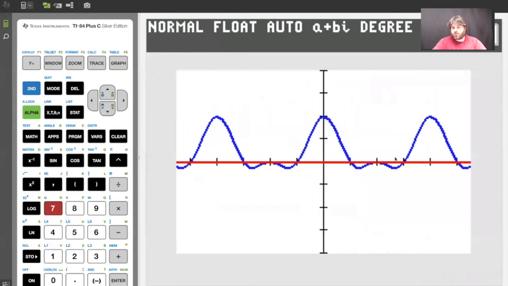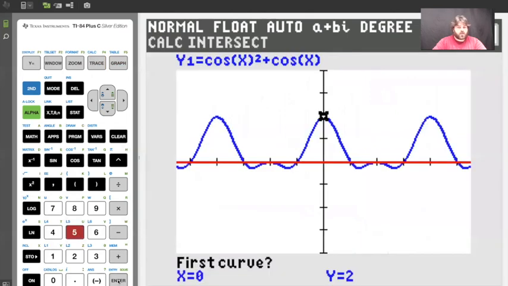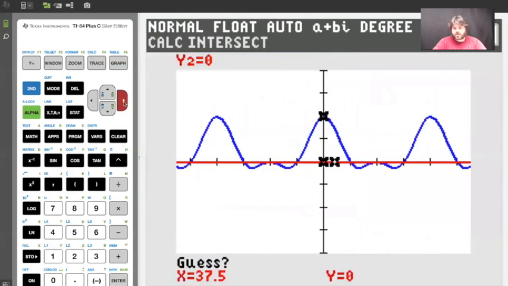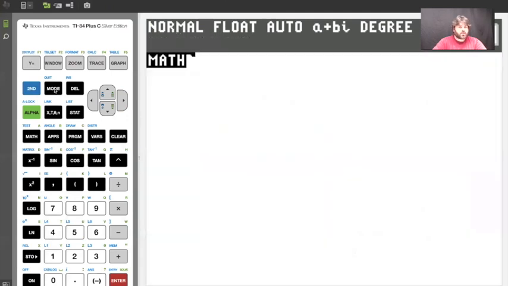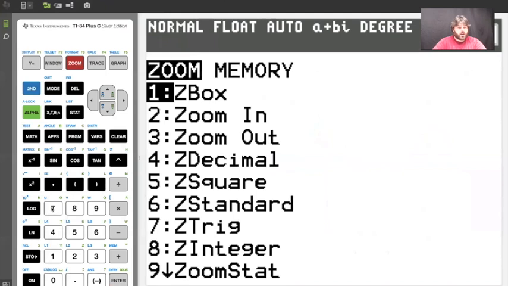Boom, boom, boom, boom. So if I do second calculate, intersection number 5, enter, enter, and then get close to one of these. There we go, 90 degrees. Second calculate, number 5, enter, enter, and then get close to the next one. 180 degrees. The next one's going to be 270. Now remember, I'm in degree mode right now. That's why my graph, when I did zoom trig, was in degrees.